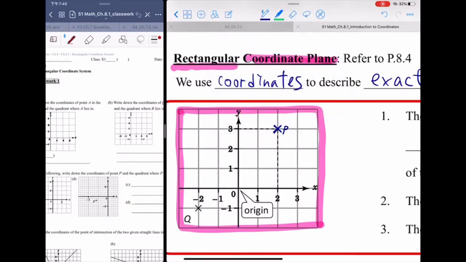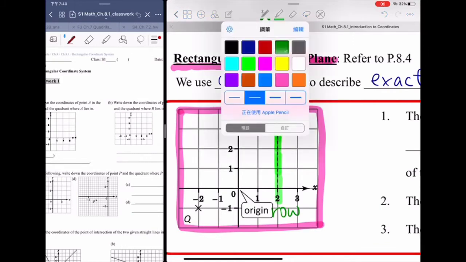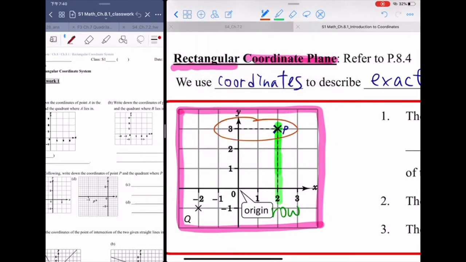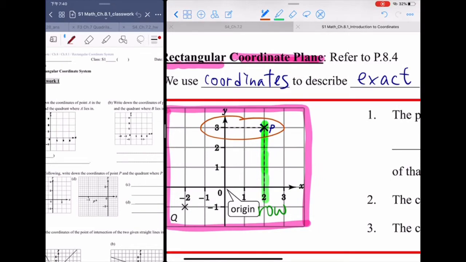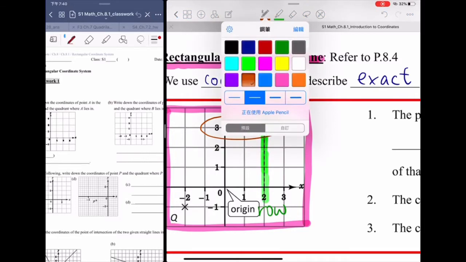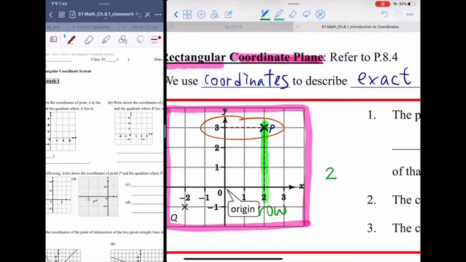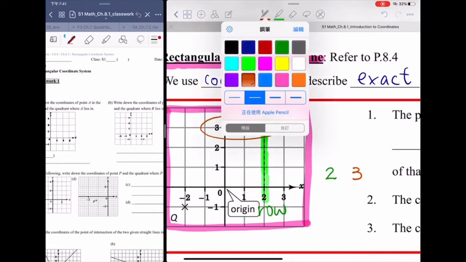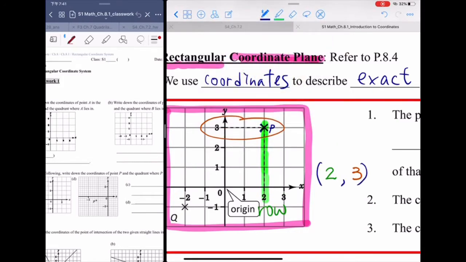Let's take a look at this point. How do we describe the position of point P? We see that this is in row 2, and then the third one, row 2, third one. We will describe the position of P in this way. The first number will be the row number 2, and then the second one will be the exact place, 3. Finally we will use a bracket and then a comma.